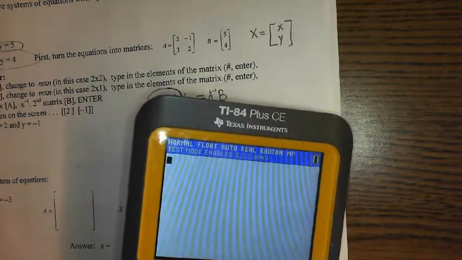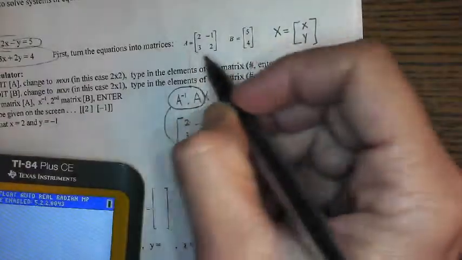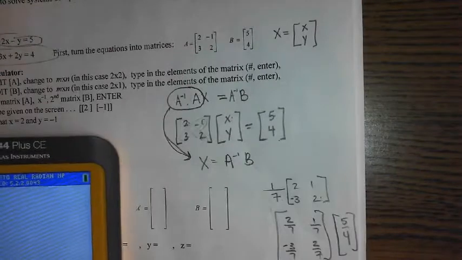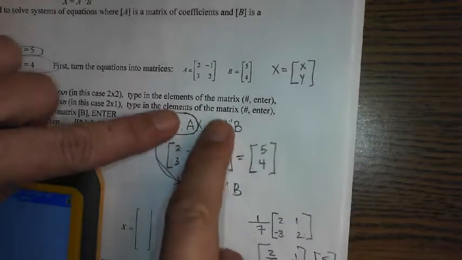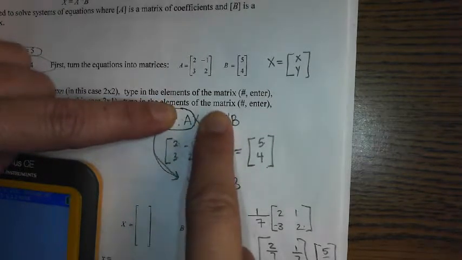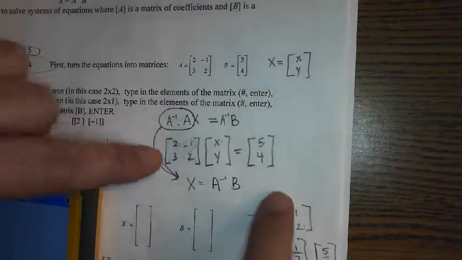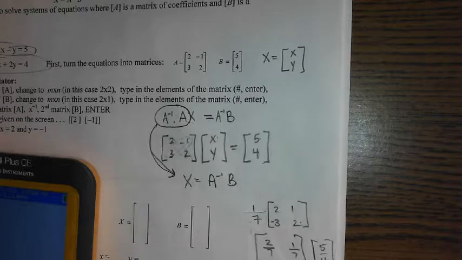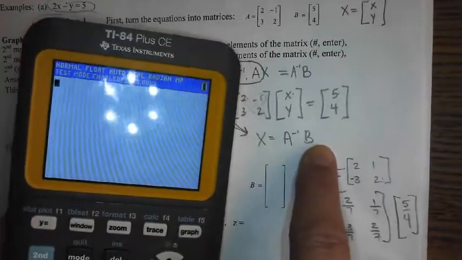Now, go back to your home screen once those are in. You have to remember what we did from here to here. We were given this equation, A times X equals B. And to solve that, to get X all by itself, you multiply by A inverse on both sides. So all we have to do to get our answer is type in A inverse B.